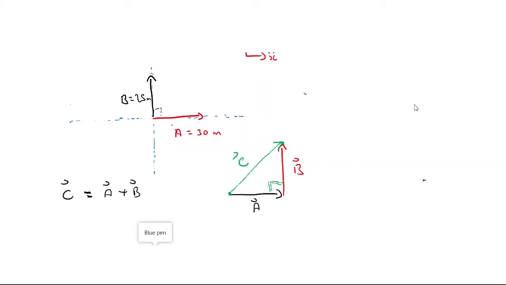Now, let me say I have a right angle triangle. There's my right angle triangle. What do I know about the right angle triangle? The longest side is called the hypotenuse. This side is called the hypotenuse.